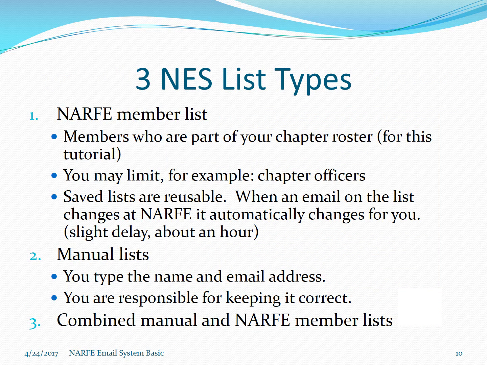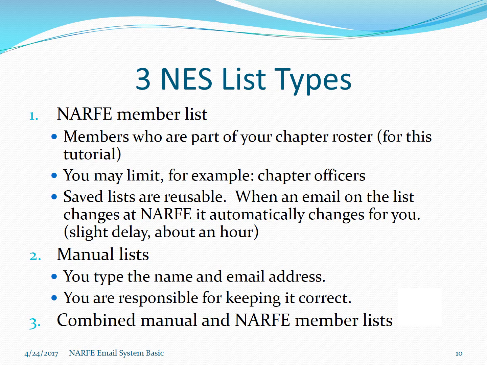There are 3 NES list types. First, NARFE members. These are members who are part of your chapter roster. You can limit by attribute, for example, only chapter officers or only members who reside in Congressional District 21. Saved lists are reusable. If an email on the list changes at NARFE, it automatically changes for you, although there is a slight delay of about an hour.